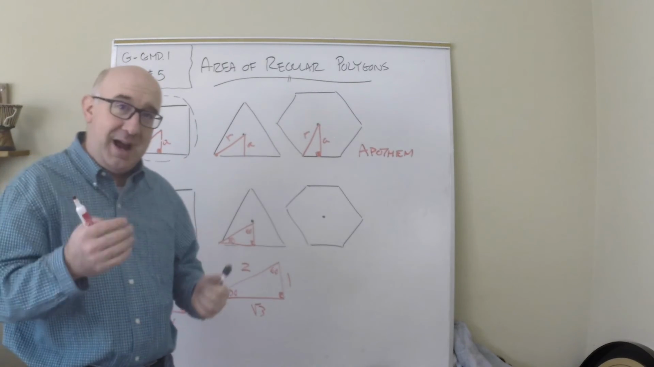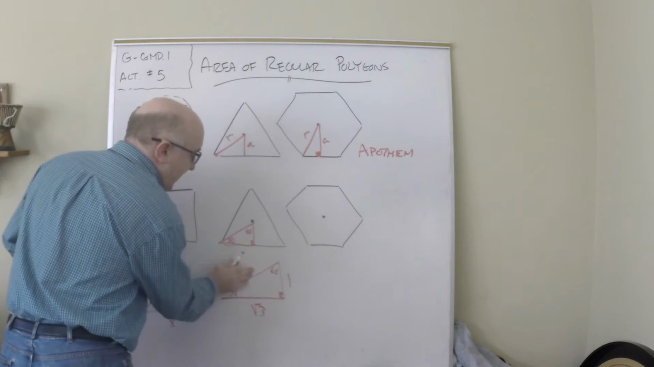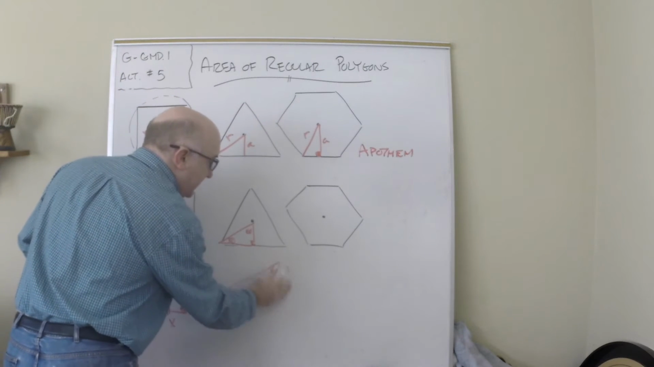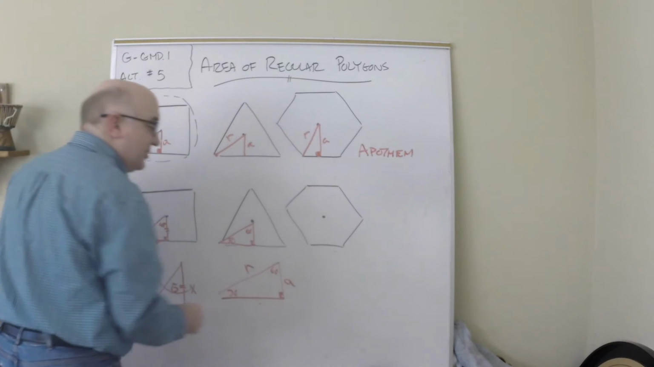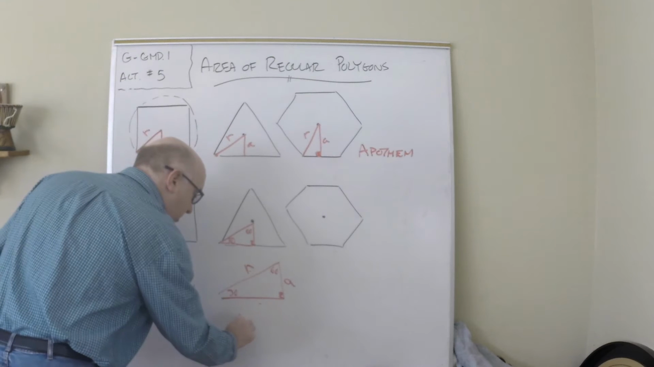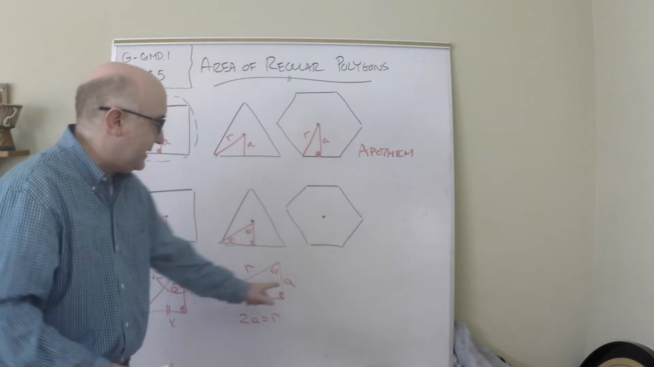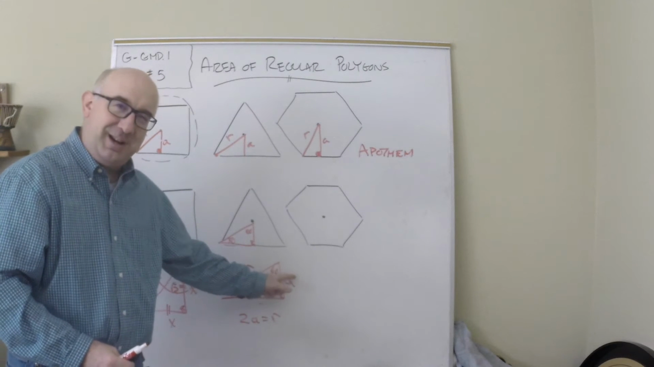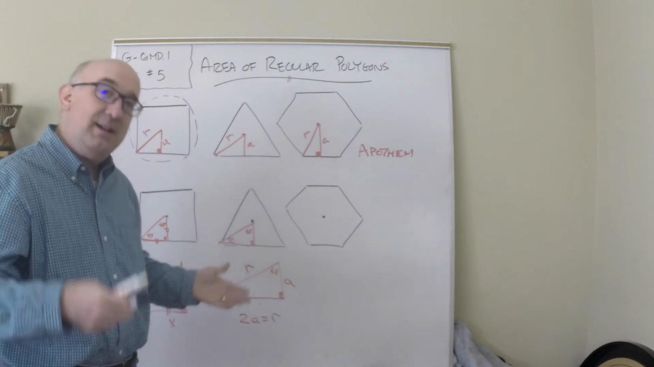Again, you might want to go back and review the special right triangles. But also understand that this is the apothem here, and this is the radius. And so in this case, 2 times the apothem will equal the radius, because remember, if this is the short leg, double that will be the hypotenuse, which in this case is a radius.